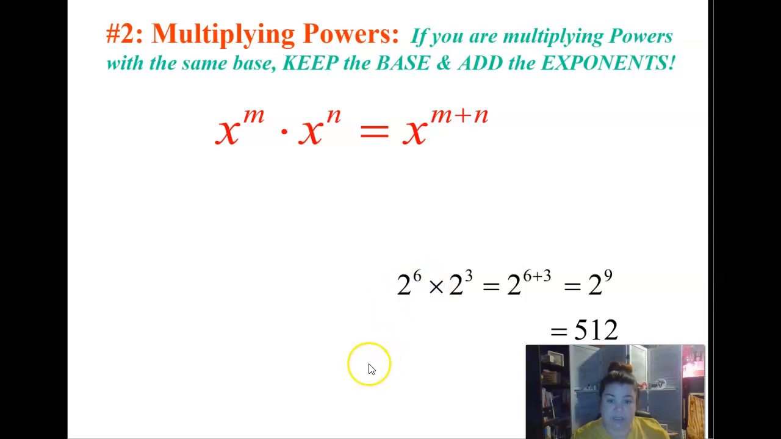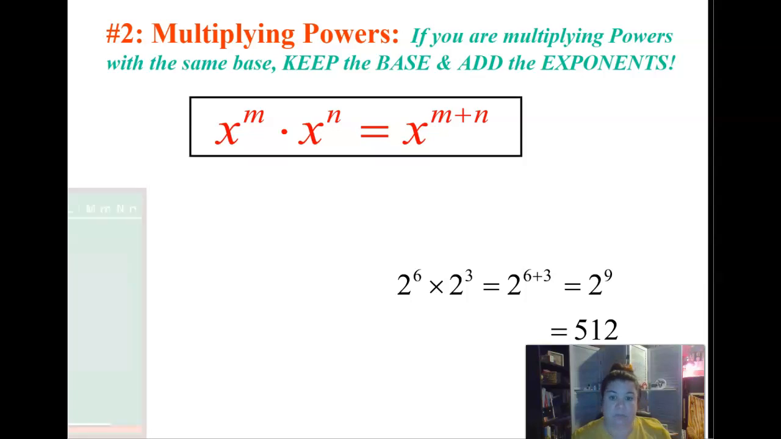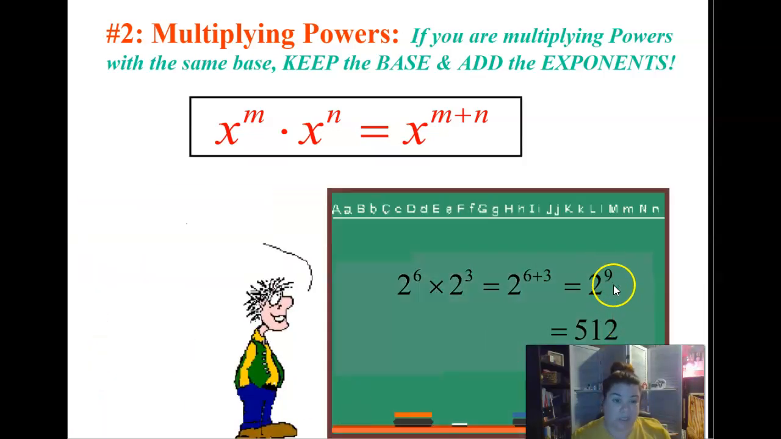But if you look down here in our example, we have 2 to the 6th power times 2 to the 3rd power. And then you're just going to add these two exponents together. So we have 2 to the 6 plus 3 power. And what's 6 plus 3? 9. So then you're just going to do 2 times 2 times 2, nine times, okay? And if you multiply that out, 2 times 2 times 2 times 2 times 2 times 2.